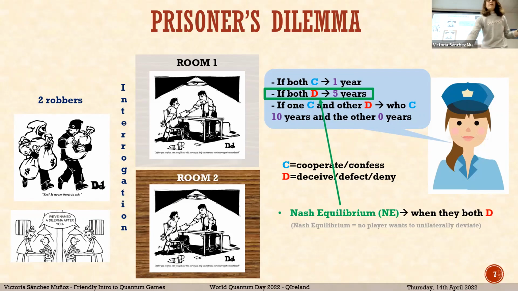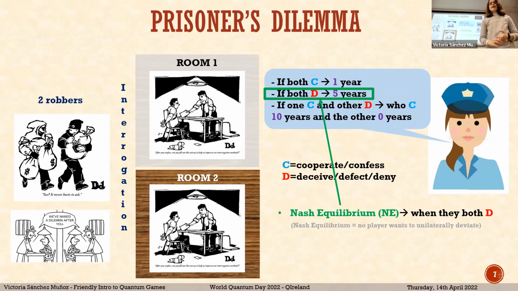So when they are together, they can say, if we get caught, let's confess, because it would be better for both of us. But then when I'm in the interrogation room and the other robber is in the other interrogation room, because I know that he or she is going to confess, I will deny the facts, because it's better for me. If I confess, I get 1 year. But if the other robber confesses and I deny the facts, he or she will get 10 years and I will get 0 years.